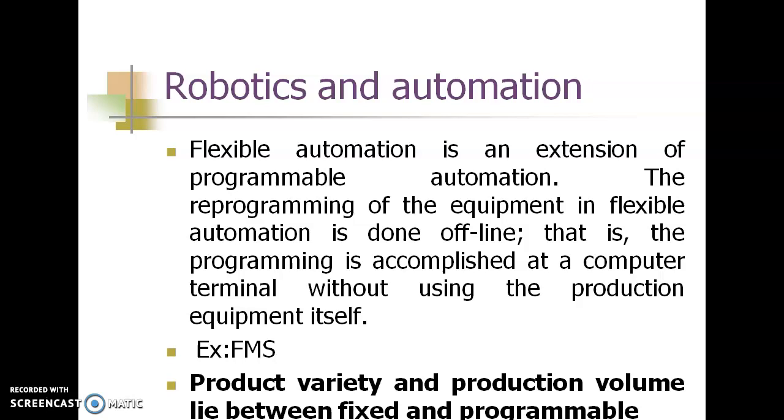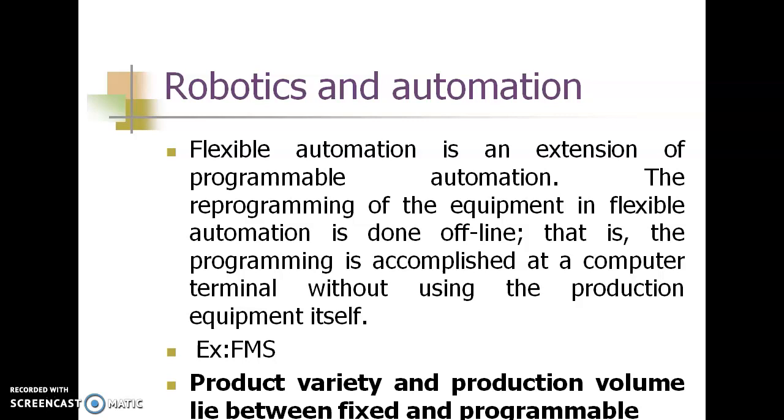So, the programming is accomplished at a computer terminal without using the production equipment. Instead of doing it on the particular machine, I do it on a remote computer and then download it to the equipment. By that, I reduce the downtime of that particular machine. So, this is flexible automation. The example is the flexible manufacturing system. Here, the product variety and production volume lie between fixed and programmable automation.